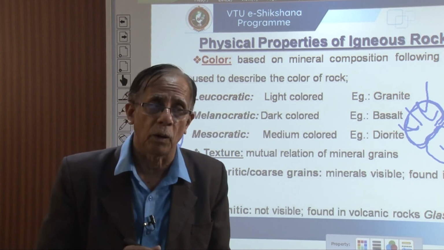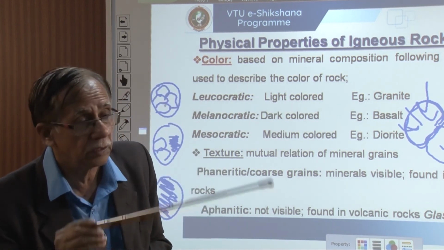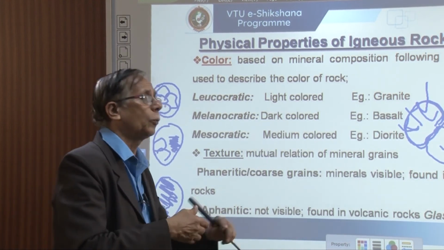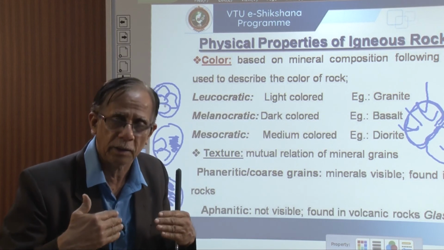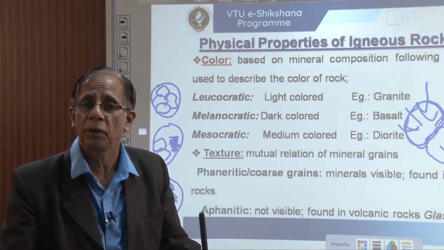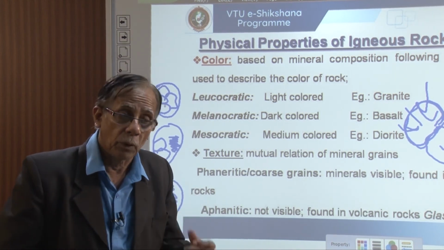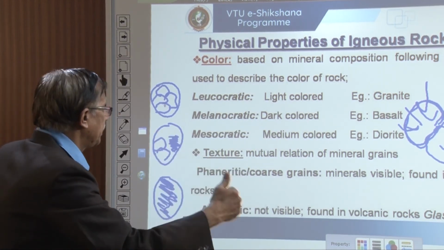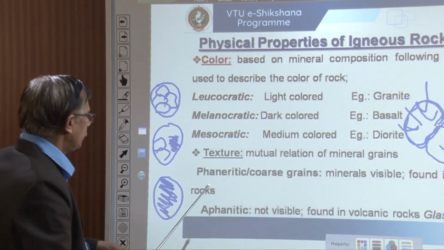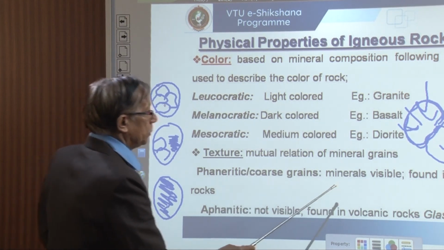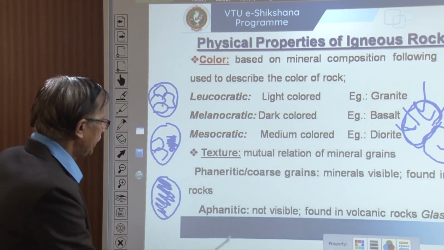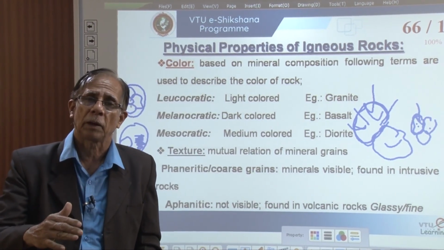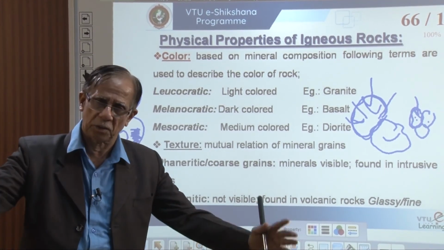Friends, with the help of the shape of the crystal, size of the crystal, and degree of crystallization, I am able to understand what exactly the mutual relationship is, and then I can define the texture. I have not defined the texture yet. I have brought out the factors that help us to decide, identify and define the texture. In general, we have phaneritic, coarse-grained, minerals visible in hand specimen. Aphanitic, not visible, commonly found in volcanic rocks, etc. These are all general terms. Perhaps with this basic knowledge, we can go further.